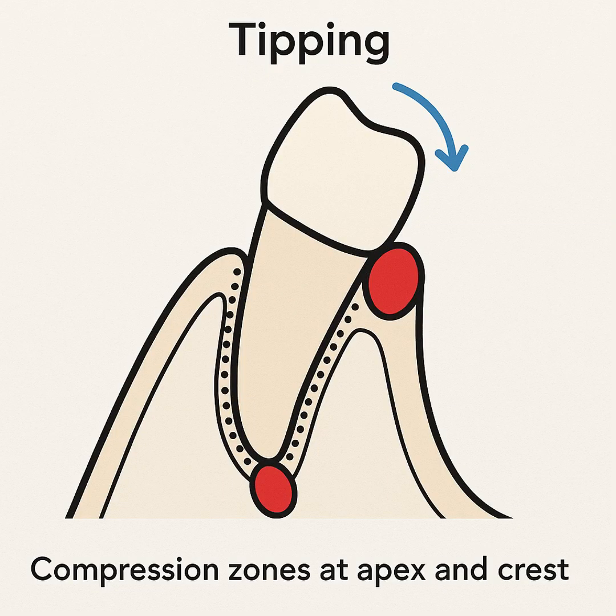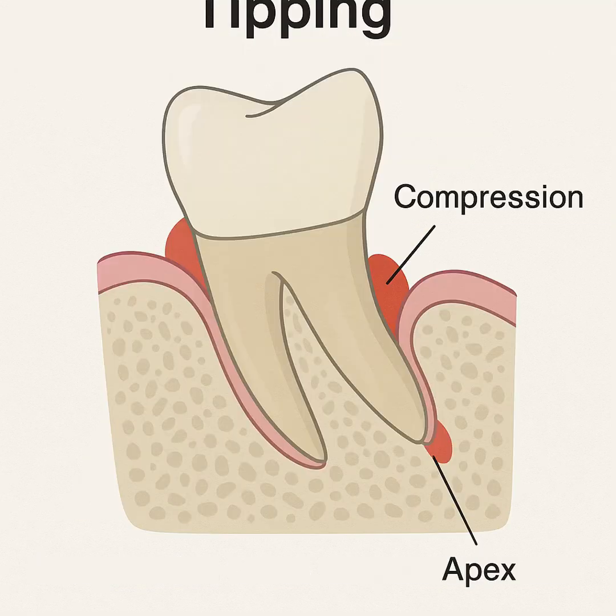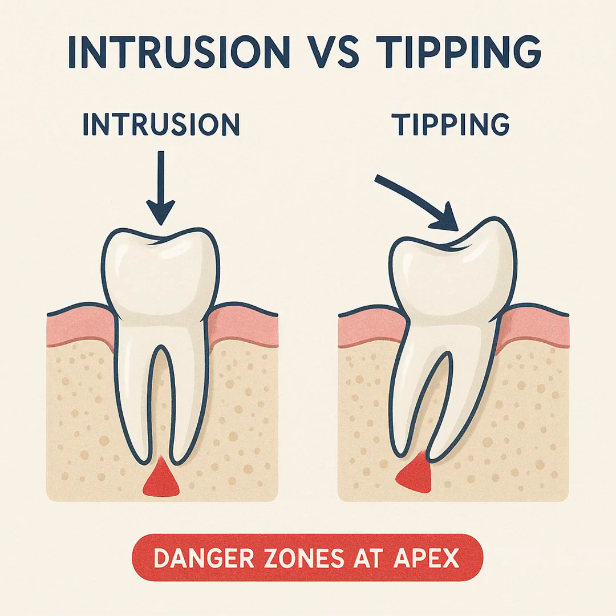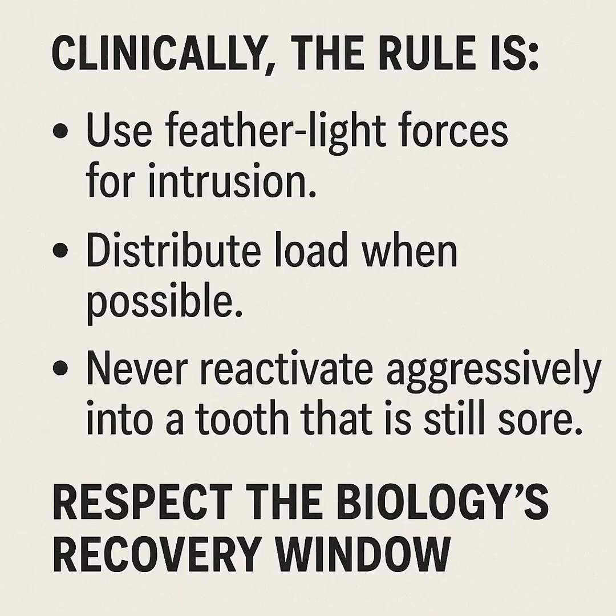Uncontrolled tipping is another, because one corner of the root bears most of the compression. Both situations concentrate stress where cementum is least forgiving. Clinically, the rule is use feather-like forces for intrusion, distribute load when possible, and never reactivate aggressively into a tooth that is still sore. Respect the biology's recovery window.